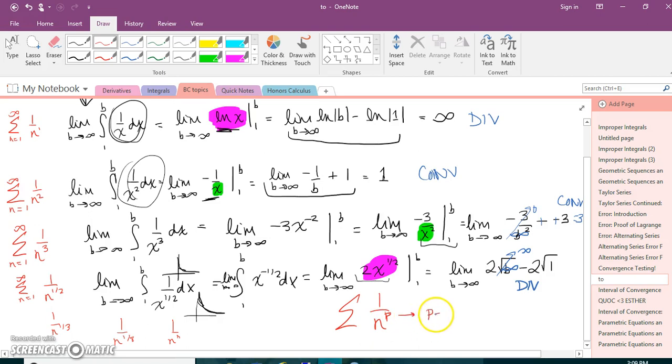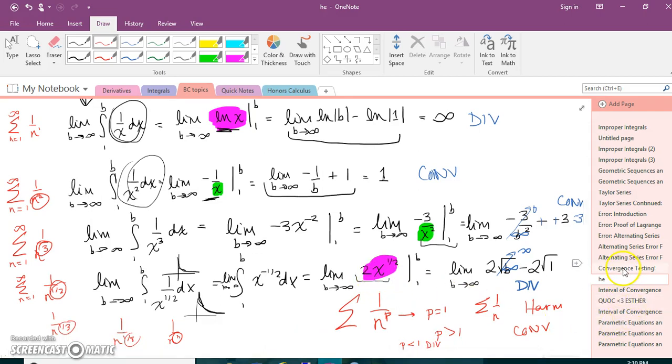If p equals 1, then that would be 1 over n, and that's harmonic, and we know that harmonic diverges. If p is greater than 1, like 2 or 3 or 11, then it's going to converge. The series converges. If p is less than 1, like a half or a third or an eighth, the series will diverge because, again, when you do the antiderivative, x wouldn't end up in the denominator.